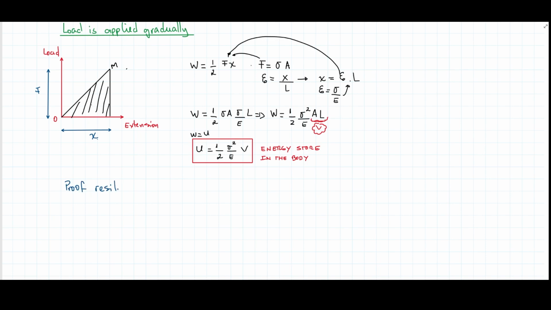Proof resilience, like this. Basically, you need to stress the body up to the elastic limit, meaning that the stress has to be equal to the yield strength of the material. Then proof resilience here is going to be equal to 1/2 of the yield strength of the material times the volume. What this means is that the maximum strain energy that you can have in a body is tightly related to the yield strength of the material you're using in that body.